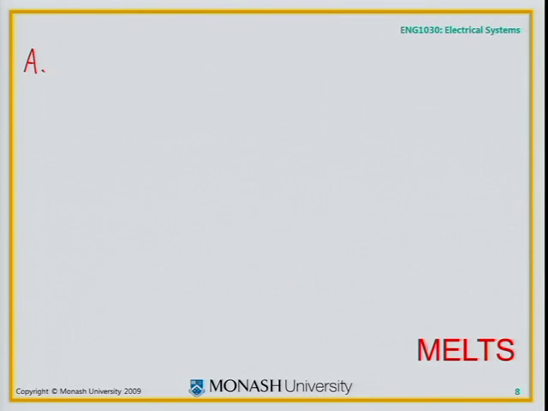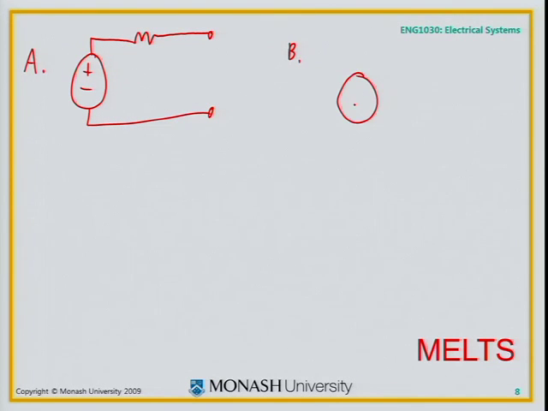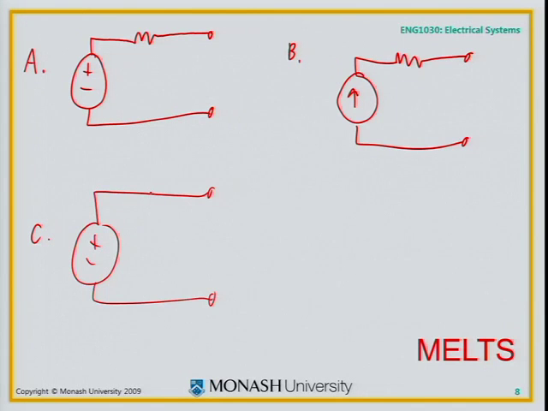Circuit A. Could I replace what's in the box with that and get the right sort of relationship? B. Well, maybe I could do that. C. I could do a voltage source in parallel with the resistor, or D, I could do a current source.